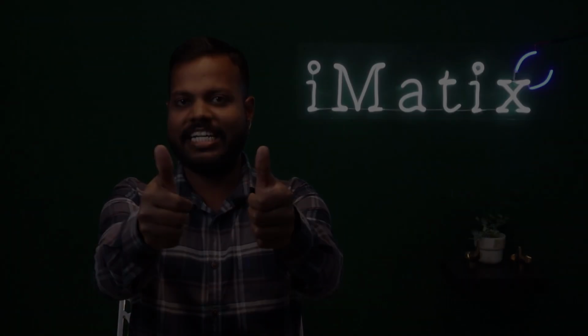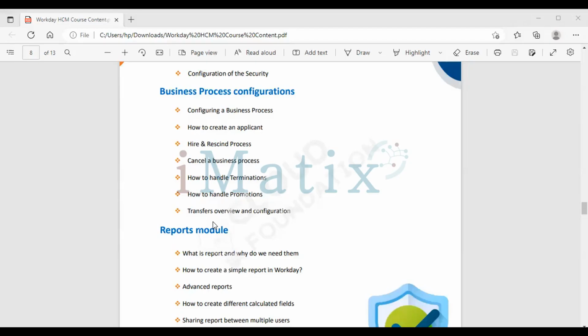So let's get started. I'll start with the cancellation of a business process. Everyone, please look into that. To do a cancellation business process, what do we need to do? What is the scenario we are going to do?